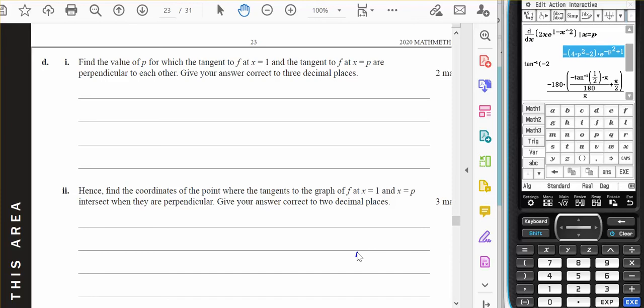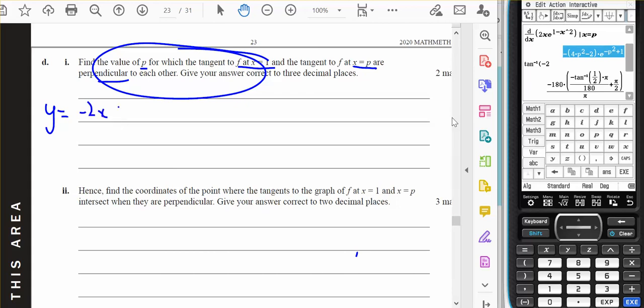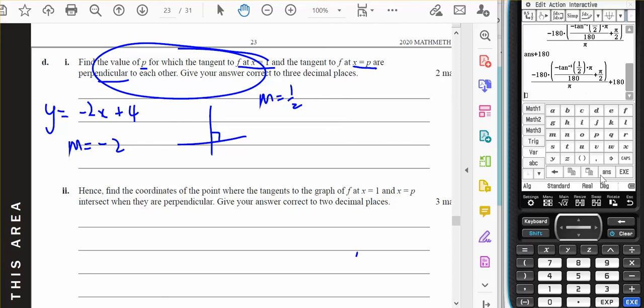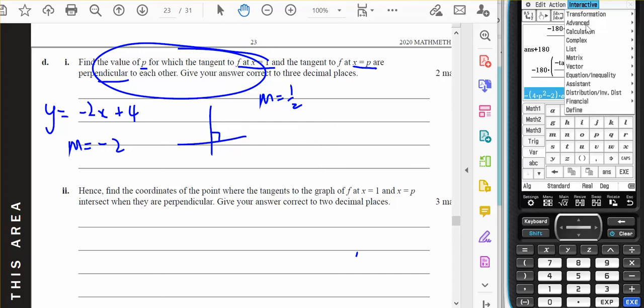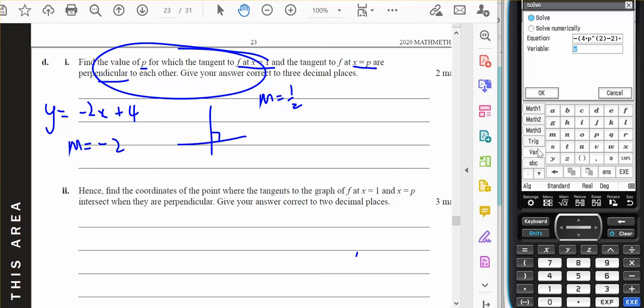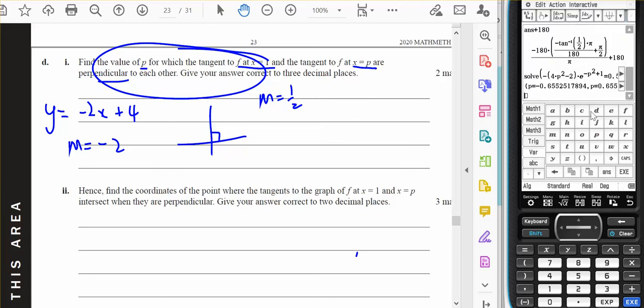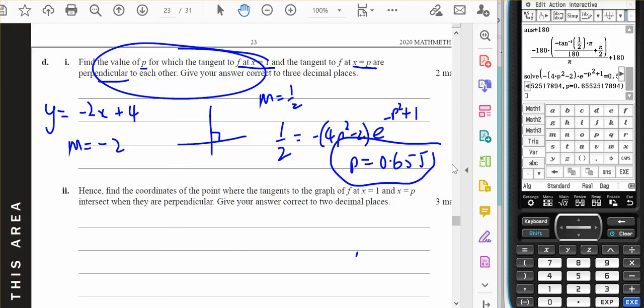So part D, part 1: find the value of P for which the tangent at x equals 1 and the tangent at x equals P are perpendicular to each other. So I know that this first one was y equals minus 2x plus 4, so its gradient is going to be negative 2. Looking at the one that's perpendicular, its gradient is going to be a half. So therefore, this slope that I had being the slope of my tangent at point P is going to equal 0.5, and I'm going to solve that for P. And I'm looking at 0.655 as being my answer. So that's my answer to 3 decimal places. I've put my equation down, so make sure I get my method mark.